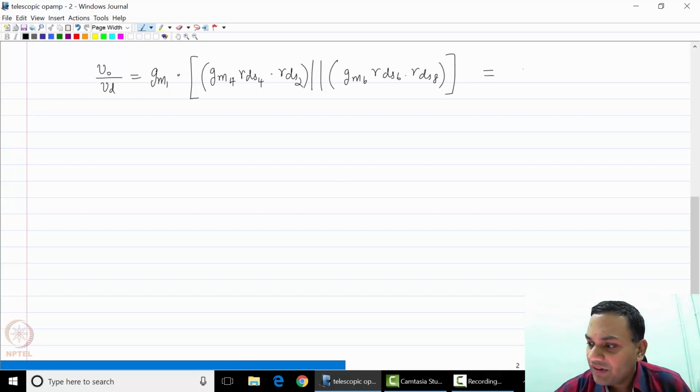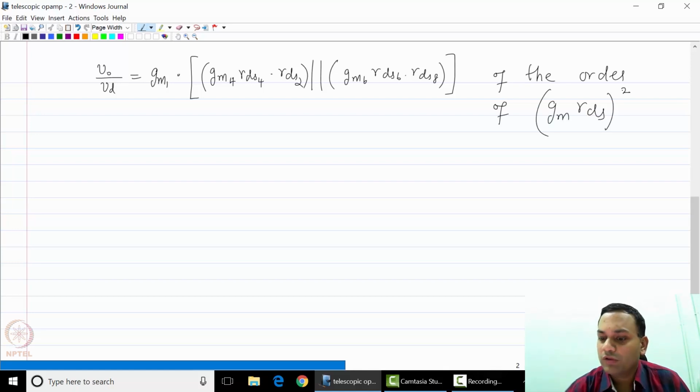This is clearly of the order of GM RDS the whole square, because you have the product of two GMs and the product of two RDSs. So now we have got the DC gain from an op amp that is of the order of the square of the intrinsic gain of a single amplifier. Now this is clearly much larger than the original one-stage op amp.